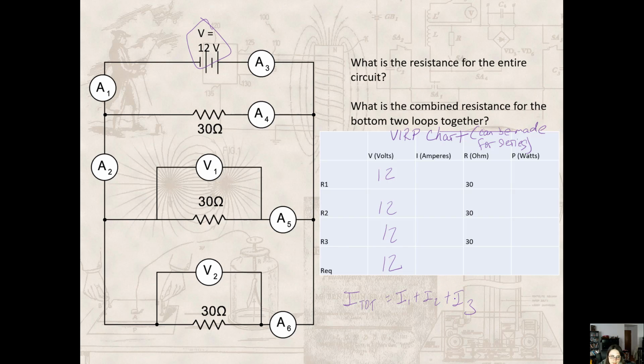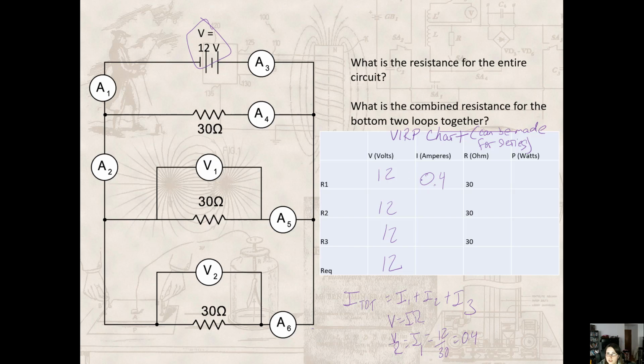And so that means that we have V equals IR, and we have V and we have R, 12 and 30. So it's V divided by R is equal to current 1. So it would be the 12 divided by 30, and that's equal to 0.4. This is 0.4 amperes.